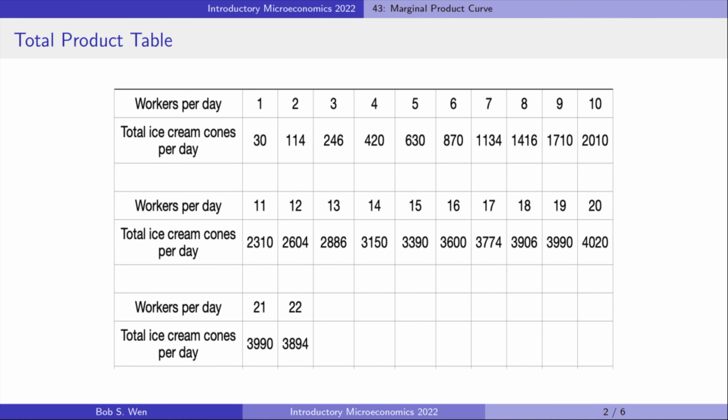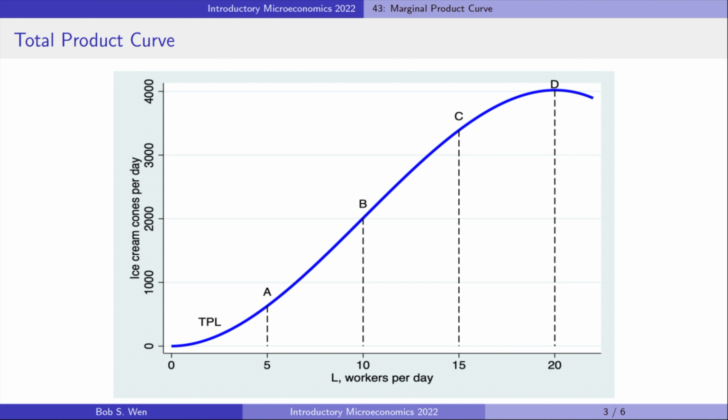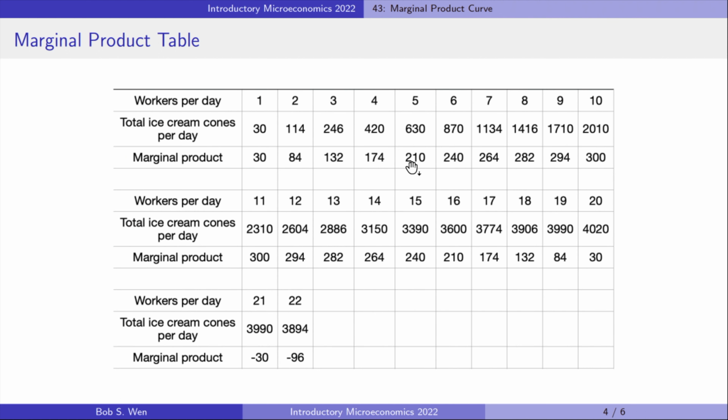First, let's review how to draw the total product curve. Here's the total product table that shows the total ice cream cones produced for each level of labor. It is a detailed version of the table we used in the last video. We plot each point and obtain the total product curve. Next, let's take a look at the marginal product of labor.